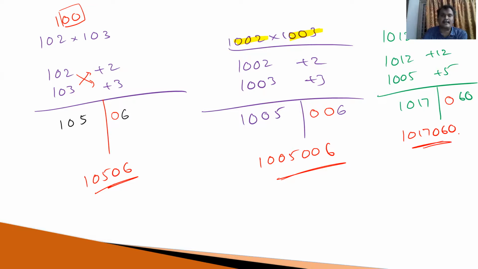1017060, which is the required answer. Is it clear, all of you? Yes, sir. Okay. What about Raj brothers? Is it clear now? Okay.